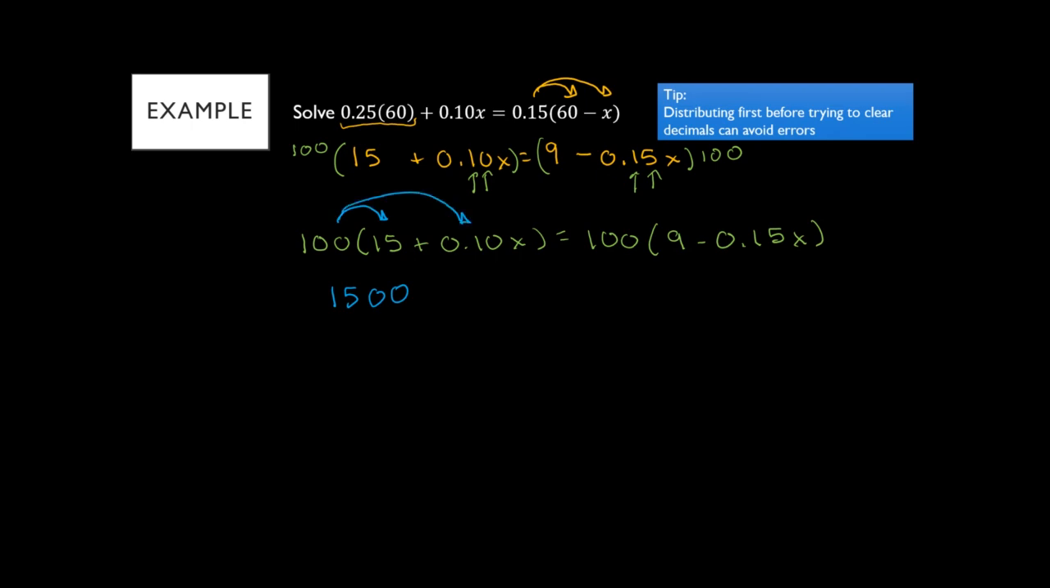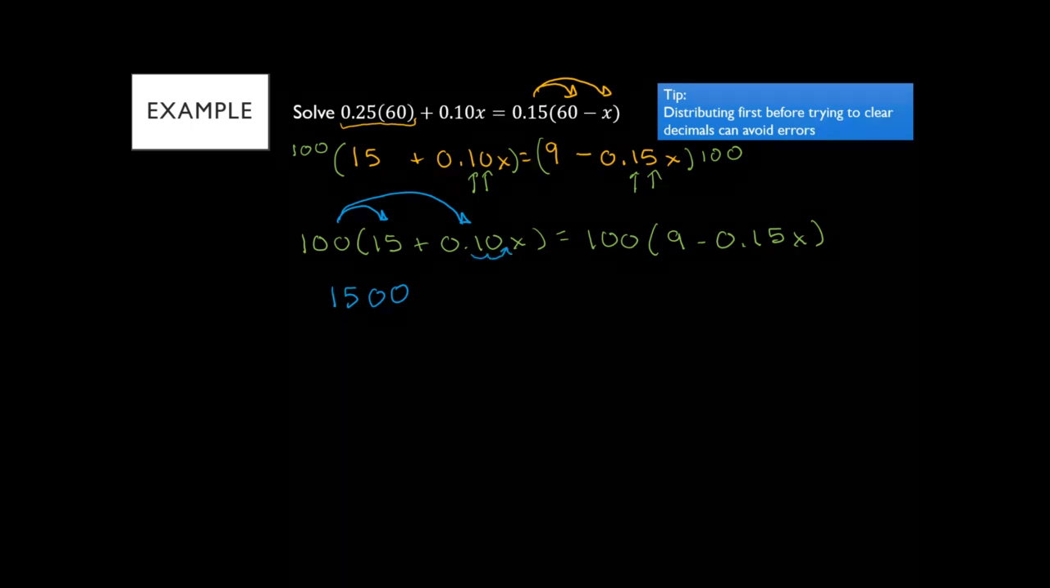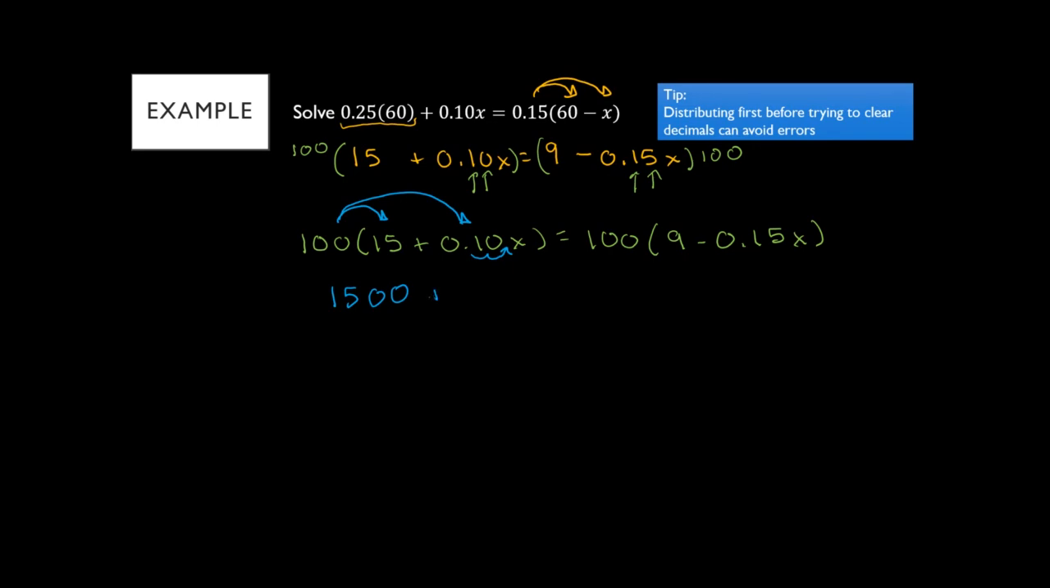Then 100 times 0.10x. That's going to move our decimal place over twice, and it's going to become 10x. Then on the right, I've got 100 times 9, which is going to give me 900. Then 100 times a negative 0.15. We move our decimal to the right 2 places, and that gives us 15x.